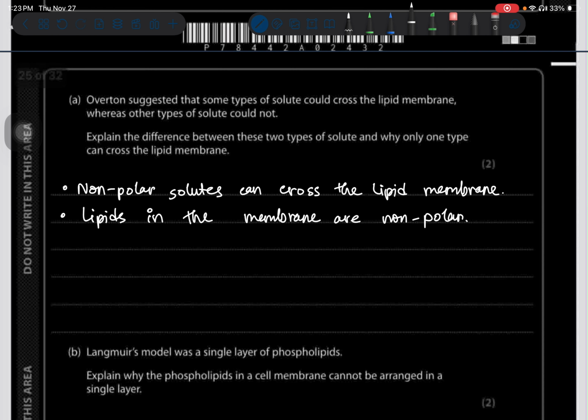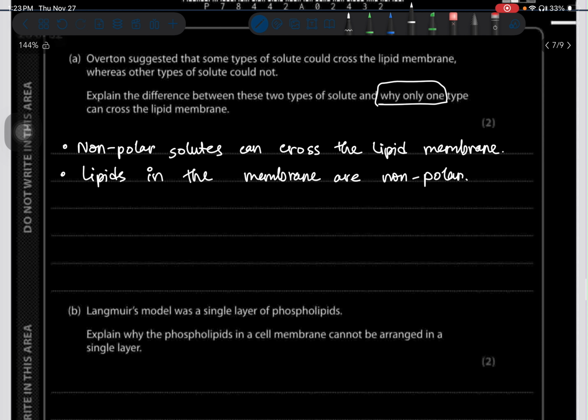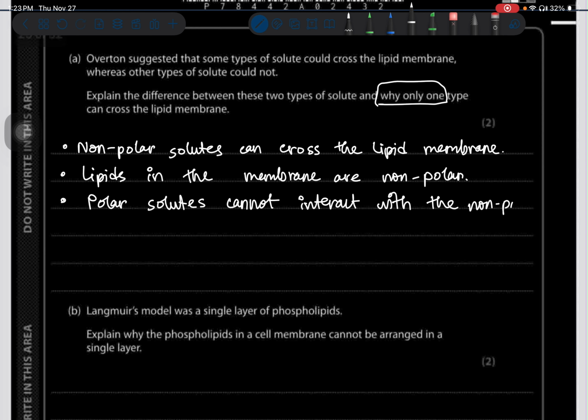Okay. Now we need to explain why only one type can cross. And that's because polar solutes cannot interact with the non-polar lipids in the membrane, obviously. So they cannot pass.